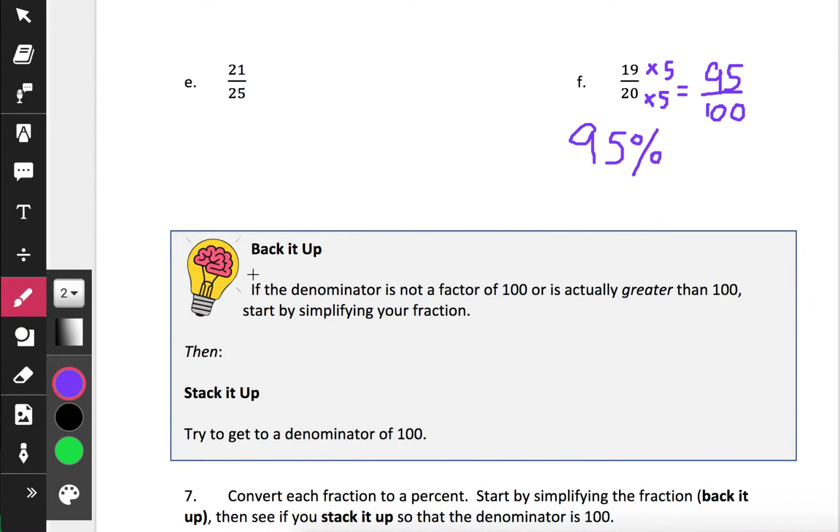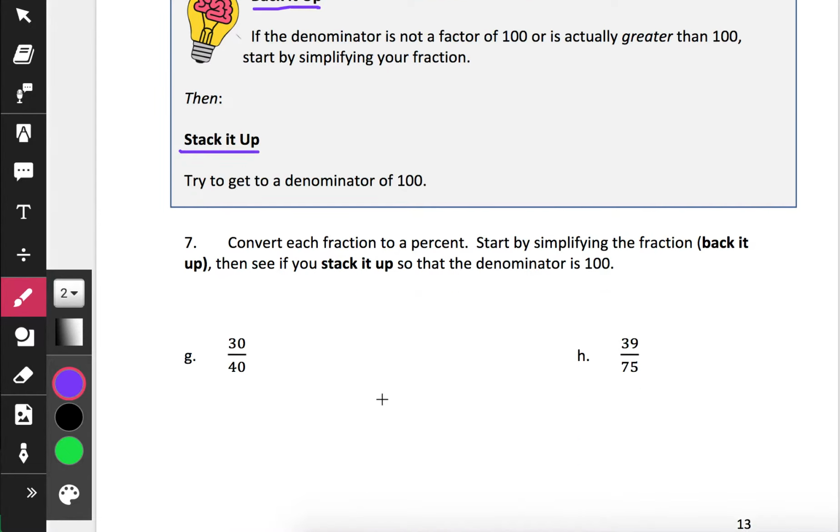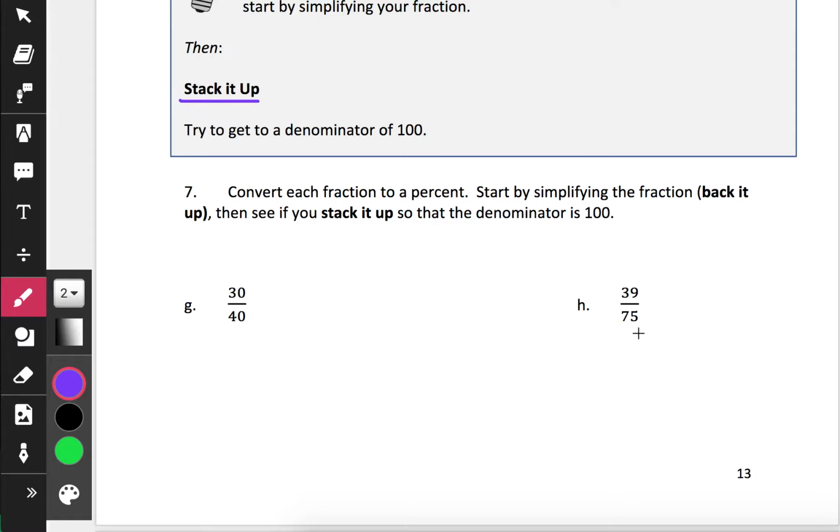If the denominator is not a factor of 100, or is actually greater than 100, you can start by simplifying your fraction. Then stack it up. So I call this back it up, stack it up. Let's look at an example. 39 over 75. Well, 75 is not a factor of 100. Can't go into 100. But we can simplify this fraction because these are both multiples of 3.